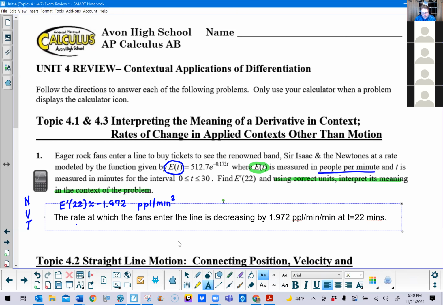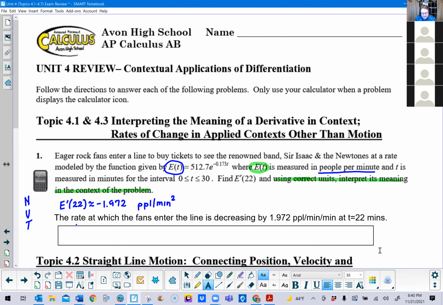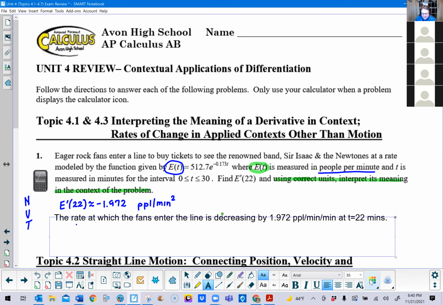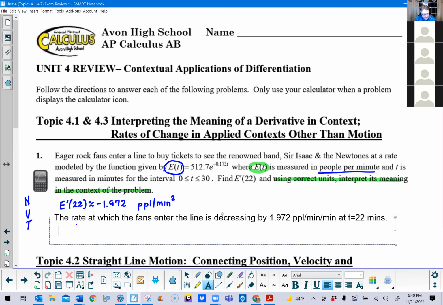If you want to use the word rate twice, I'm not going to say you can't. It's just that you got to be super careful with what else you're going to say. So I'm going to type this in red to kind of indicate that this might be bad. The rate at which the rate of fans entering the line is decreasing by. That's going to have a little too much negatively derivative charged words.